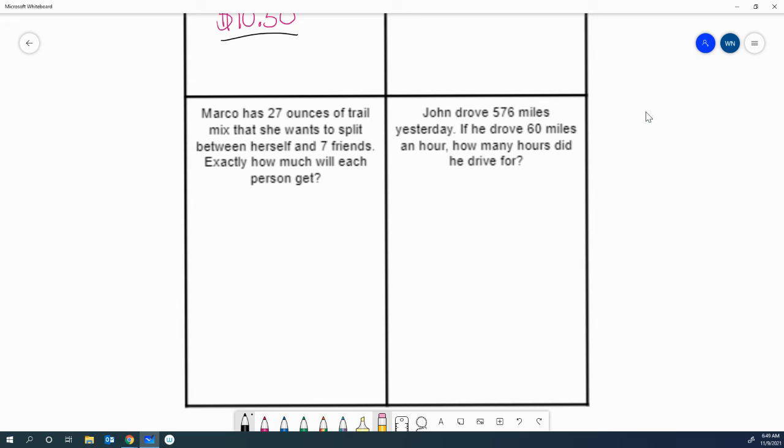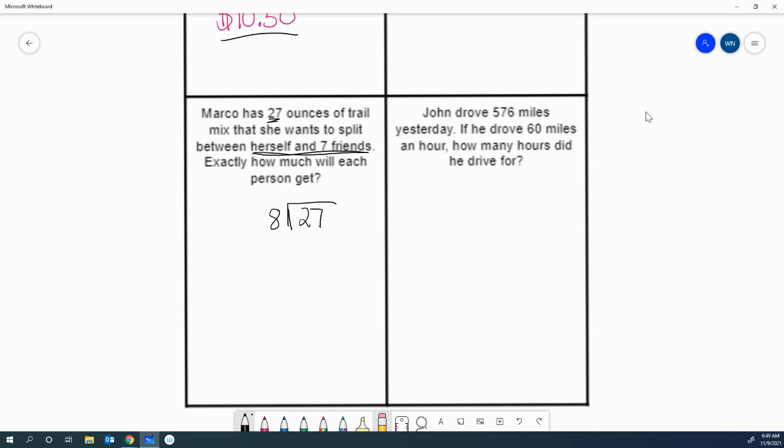All right, for this one, the first thing you should have decided is we're splitting up that 27 ounces of trail mix. It does tell you right here, 27 ounces of trail mix that she wants to split. So I know that 27 is going to go inside the dividend house because it is our dividend. Herself and 7 friends. Ooh, I hope you divided it by 8. Because if she has 7 friends and herself, she wants to divide it with 8 people. All right, let's go ahead and try this one out.